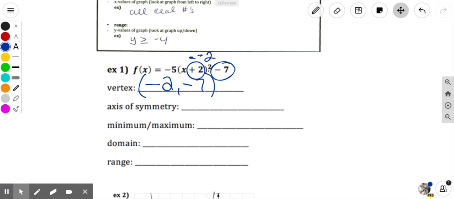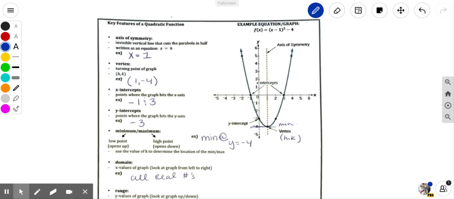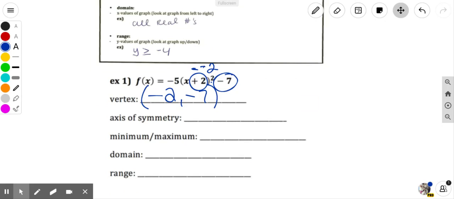Axis of symmetry. So if you look up at the notes, axis of symmetry right here says it's x equals h. So h is -2 here, so it's going to be x equals -2. It is important that you put x equals because this is an equation. It's not just a value. We want an equation, so it has to be x equals.